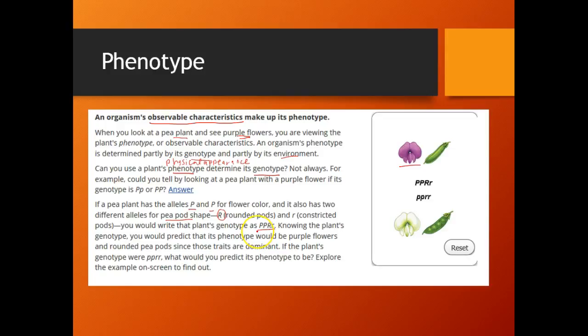Knowing the plant's genotype, you would predict that its phenotype would be purple flowers because of the big P, big P. Remember, big P is purple. And it would have rounded pea pods, because it has that big R. However, if we had a genotype where they're all lowercase letters, which means all of the traits for this plant would be recessive, we know that it would result in white flowers and constricted pea pods. Again, by knowing these genotypes, you can predict the phenotype, or physical appearance.